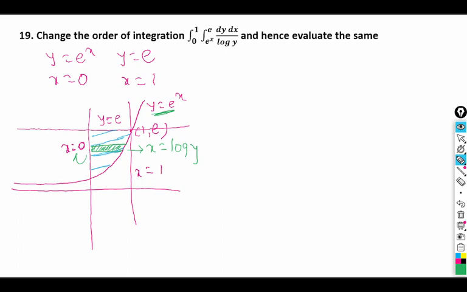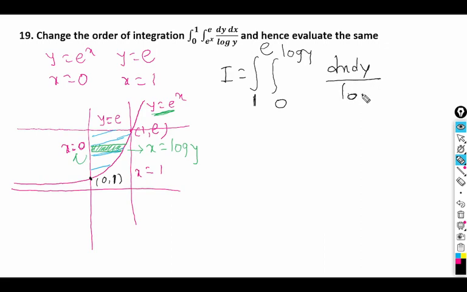And now we get a double integral I becomes, x varies from 0 to log y, and y varies from, see the minimum value of y. You'll observe the minimum value of y is here. When x is 0, e raised to 0 is 1. So it is 0 comma 1. So the minimum value of y is 1 and the maximum value of y is e. So 1 to e, dx dy upon log y. This is the integration that we have to do.